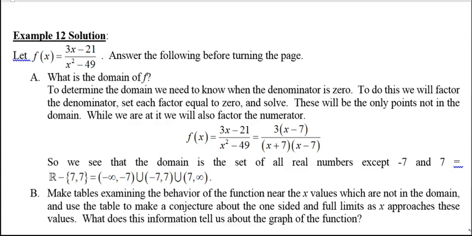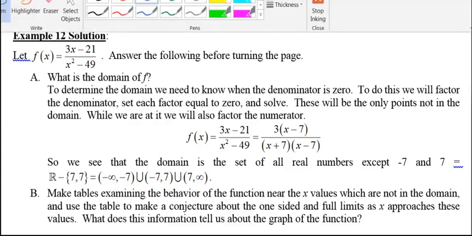Now don't reduce yet. Look at the original denominator, x squared minus 49, or x plus 7 times x minus 7, and we see that if x is either negative 7 or positive 7, that makes the denominator 0. So both of those numbers have to be thrown out of the domain. So the domain is all real numbers except for negative 7 and positive 7.